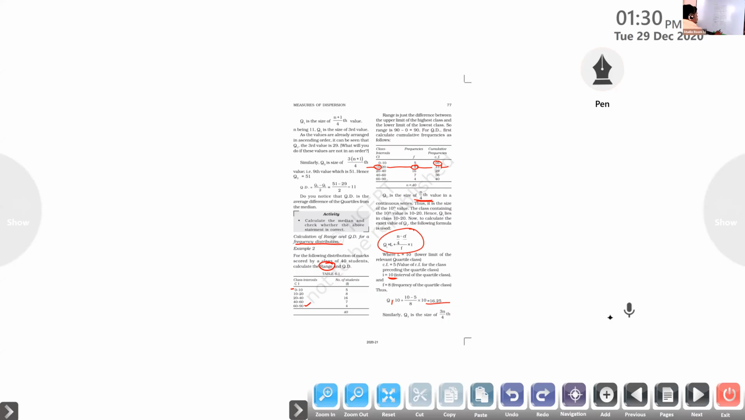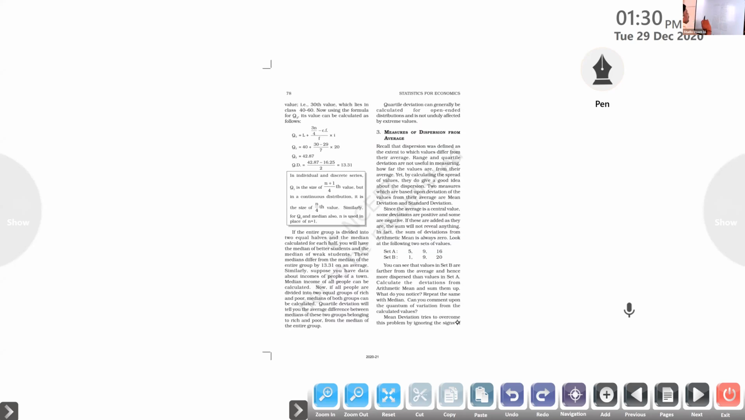Next, we want to find Q3. Q3 is the size of 3n divided by 4. N is 40, we know that, right? So 3n divided by 4, what is that answer? 3 into 40 divided by 4. 40 into 3 is 120, divided by 4. What is the answer? 30, right?